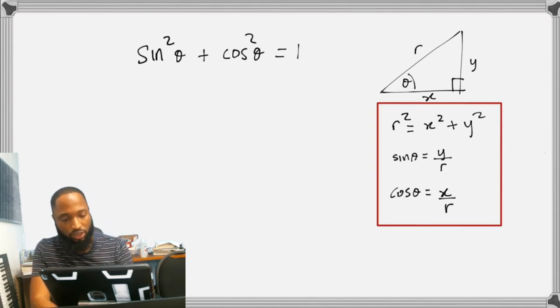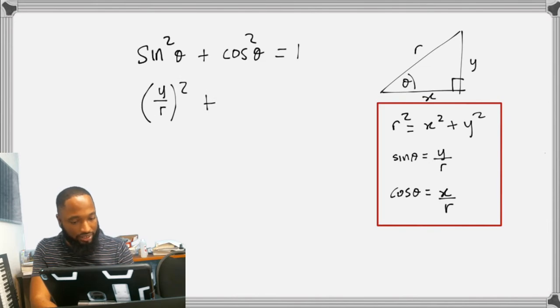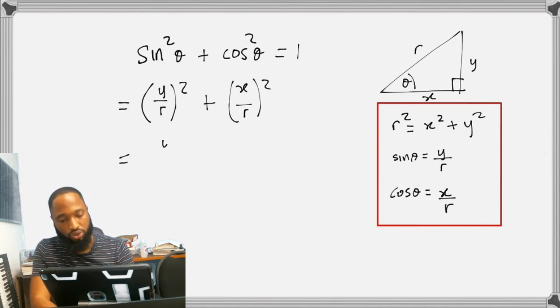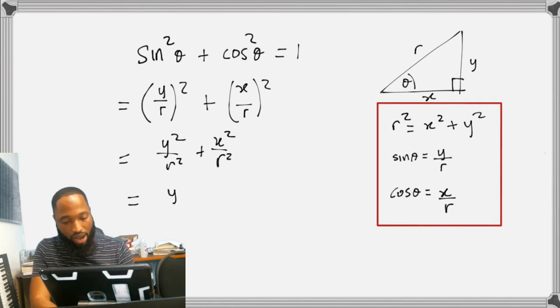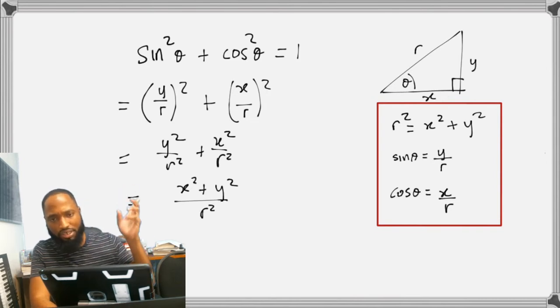So now you say, okay, R squared is equal to X squared plus Y squared. Now we see what will happen if we square sine and cos. So sine squared plus cos squared, okay, sine squared theta is Y over R all squared, and cos squared theta is X over R all squared. This is the same as Y squared over R squared plus X squared over R squared. This is the same as X squared plus Y squared over R squared, right? Both of them have the same denominator, so we just put it here.